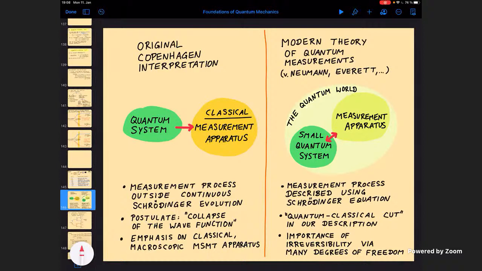So what we see here is that many of the aspects that Copenhagen already mentioned come back. There's still something like a collapse of the wave function, but we now understand better how this discontinuity happens. And there's still an emphasis on having something macroscopic, but we now know that it's because we need this irreversibility. Okay, so that was a summary contrasting the Copenhagen interpretation and the modern theory of quantum measurements.